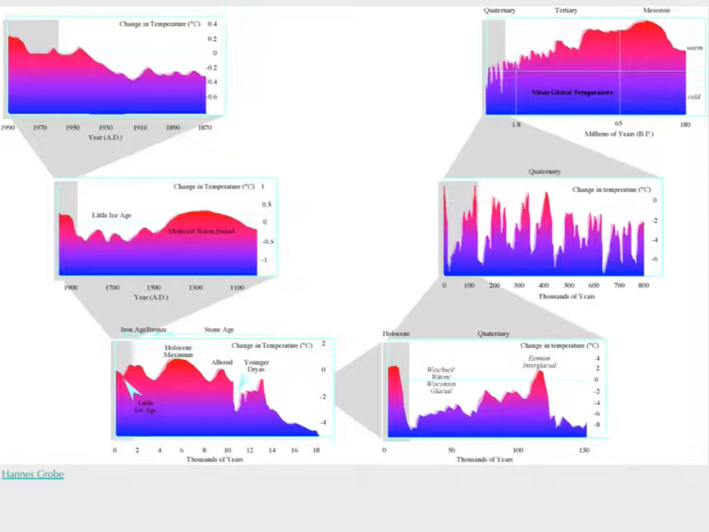So we can use things like isotope ratios preserved in rocks to tell us something about temperature. Other measures too. We can't put a thermometer back in the Cretaceous, right? So how do we know how hot the Cretaceous was? But we can use things like this to actually infer these temperatures. Okay. Why do we care about paleo temperature?